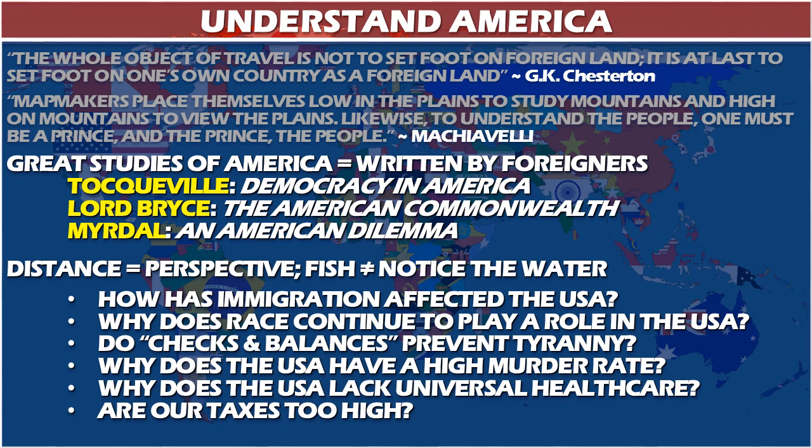And there's probably a lot of truth to this because of the great studies of American politics, most of them are written by foreigners. We have Alexis de Tocqueville's Democracy in America, written in the 1830s. Less famous but known to political scientists, Lord Bryce wrote The American Commonwealth in the late 1800s, which I think to this day is considered one of the more interesting studies of the American system, especially, let's say, in the Progressive era. And finally, probably the greatest study of American race issues and problems was written by Gunnar Myrdal, a Swedish economist in the 1940s, and called An American Dilemma.